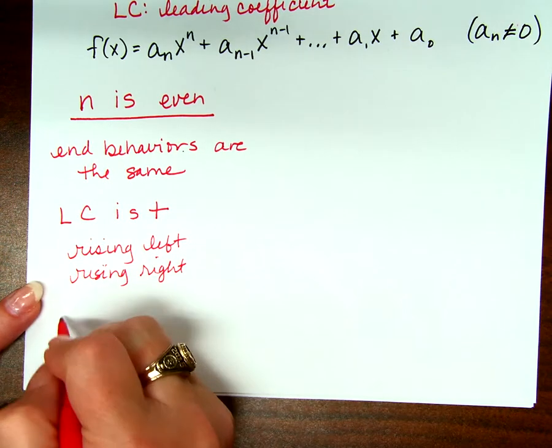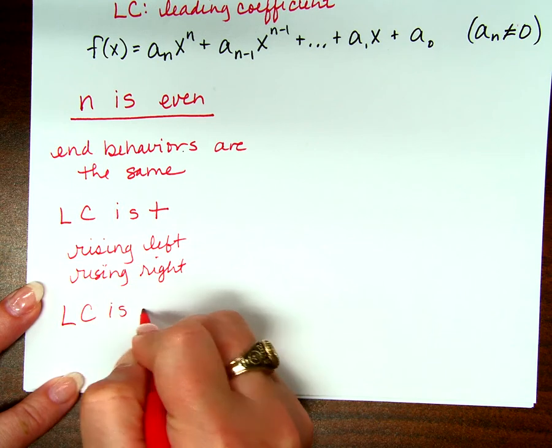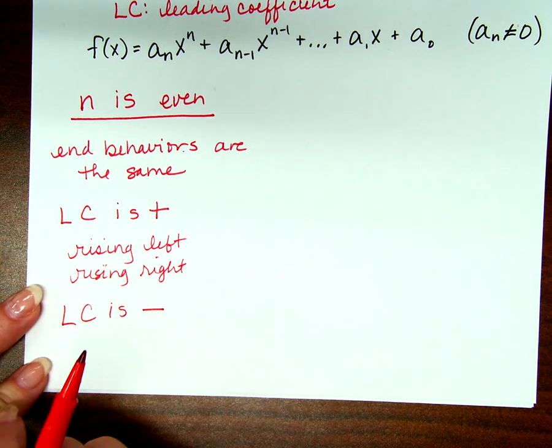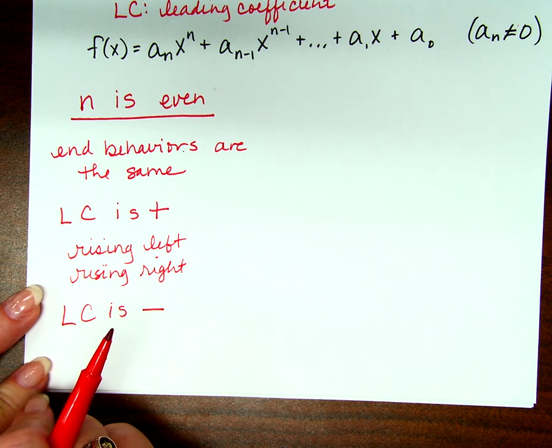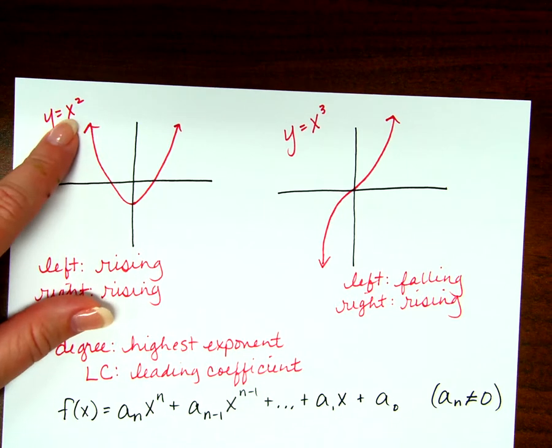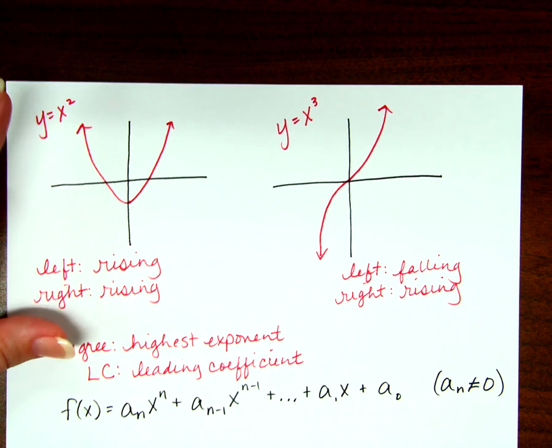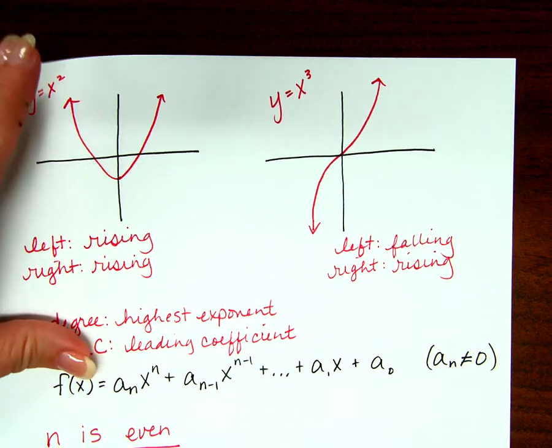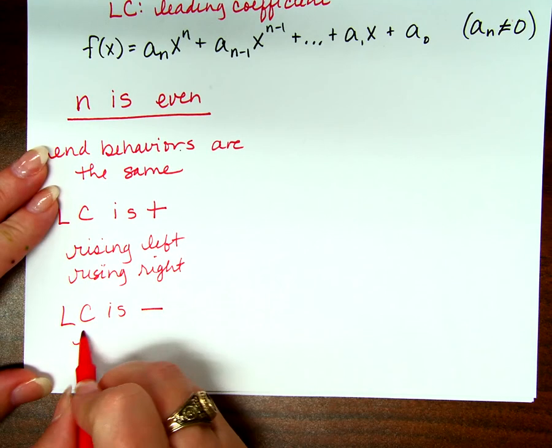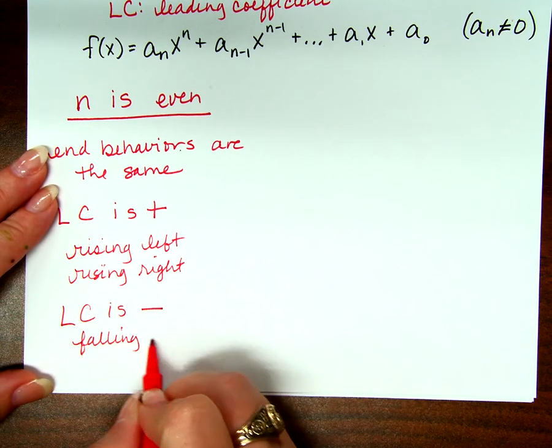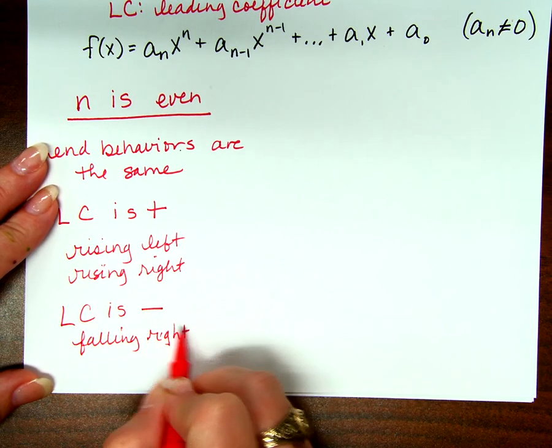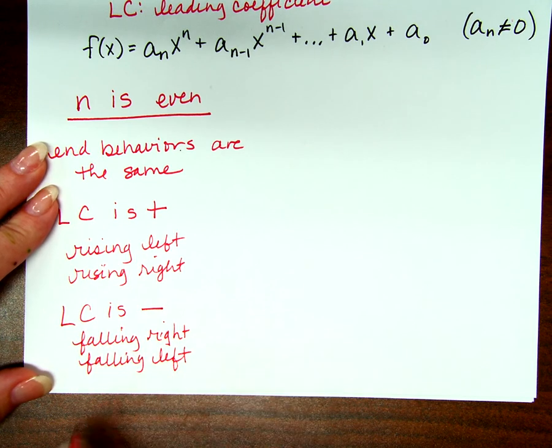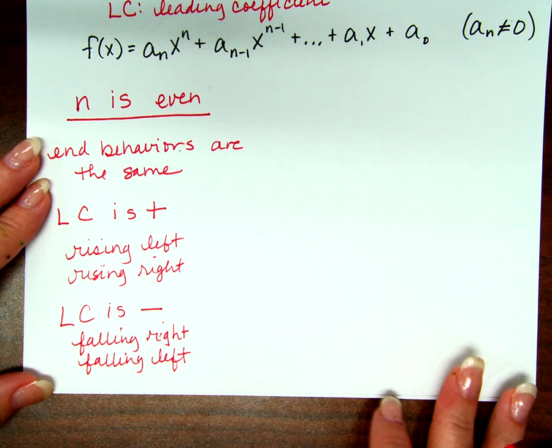So what if the leading coefficient is negative? What's happening to the left and the right? Think about if this said negative x squared. Yeah, because think of our transformation rules, right? That would cause a reflection over the x-axis, which means both directions are falling. Falling right and falling left. Does that make sense?